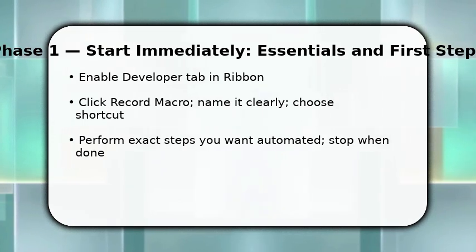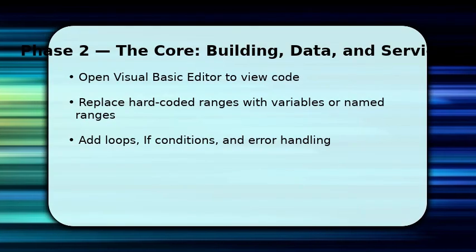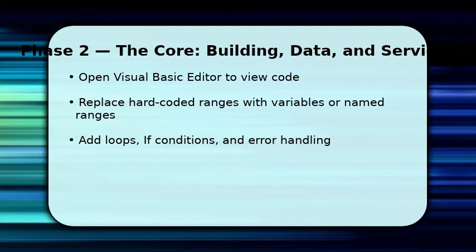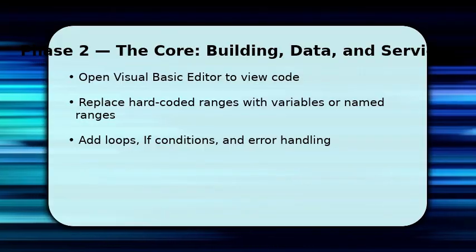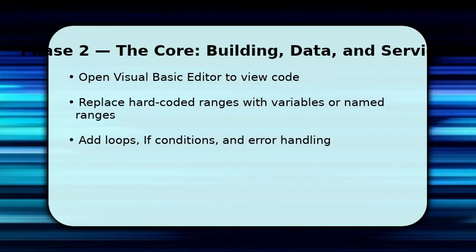Next, edit the recorded macro to make it robust and reusable. Open the Visual Basic editor and find your macro under Modules. You should replace hard-coded ranges with variables or named ranges, and use loops to handle many rows or files. Add if conditions to skip empty cells and basic error handling so the macro recovers from unexpected input. Make sure to comment key lines so you or others understand why changes were made.